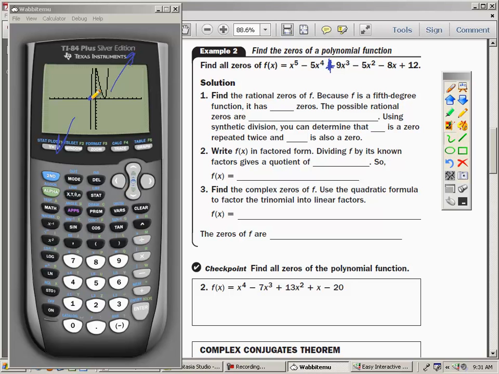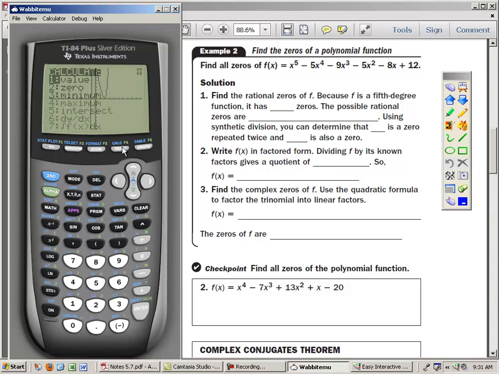So as I can see here, it looks like I have a solution right there, and it looks like that solution is at -1. Well, how do we check that? Very easily, we go over here and we go to second, calculate, and I'm going to check a value at x equals -1. And when I plug in -1, cool, I get 0. So that means that -1 is one of my zeros. -1 is one of my zeros.